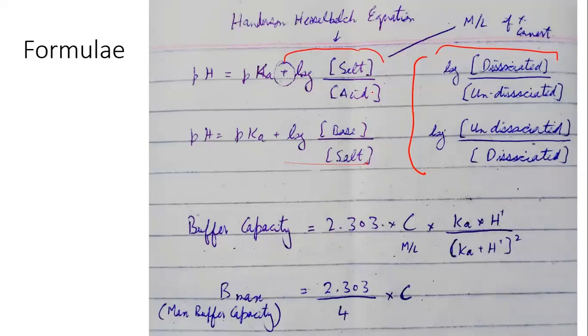First, acid. Acid means a full formula. This is going to be undissociated. And salt form of this acid is dissociated. Make sense?